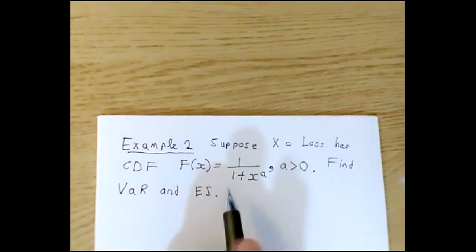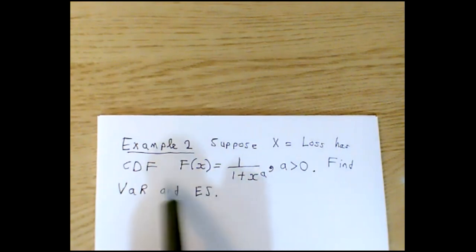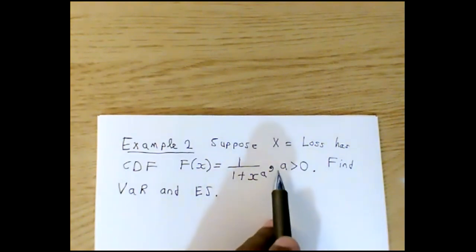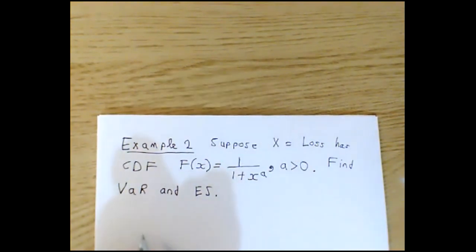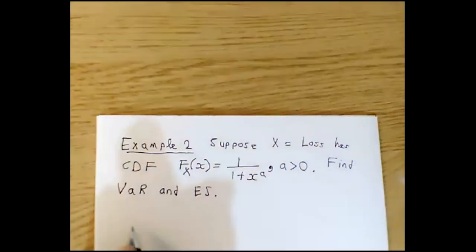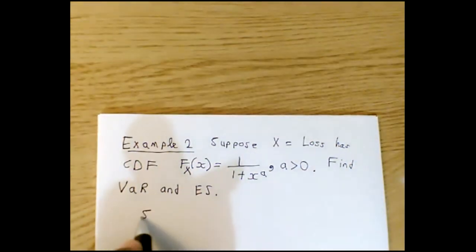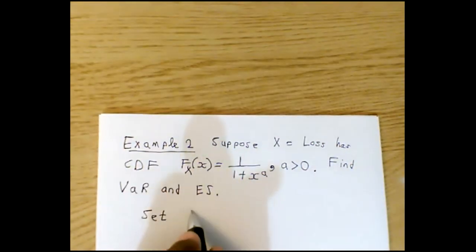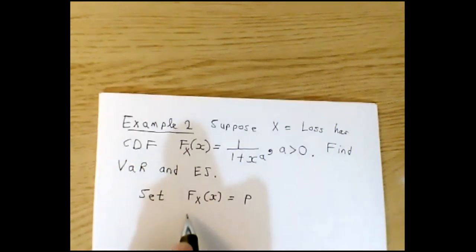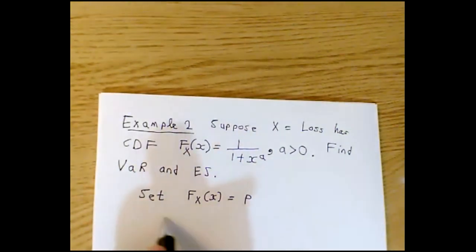Right, so this time the CDF is given by this equation, 1 divided by 1 plus x to the power a, where a is positive. All right. So to find the value at risk, you need to set the CDF equal to p, and solve for x in terms of p.